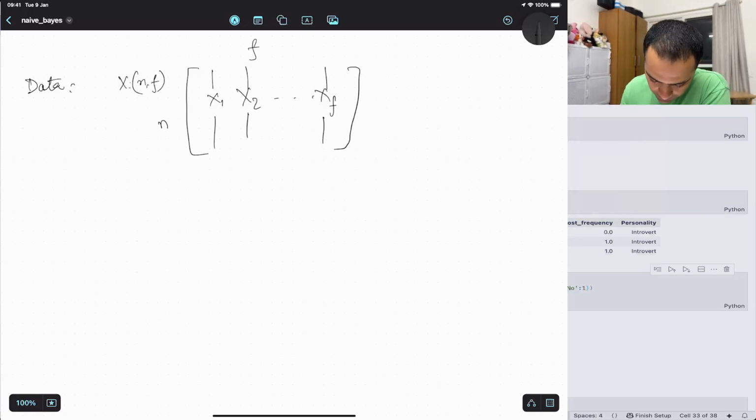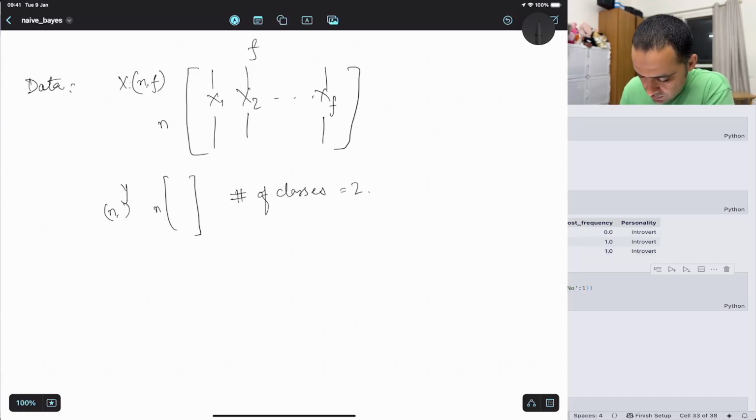And there would be y, which is the target variable, which would basically look like a column vector of size n. Its size would be something like this. And let's say we assume that the number of classes equals 2 to start with.